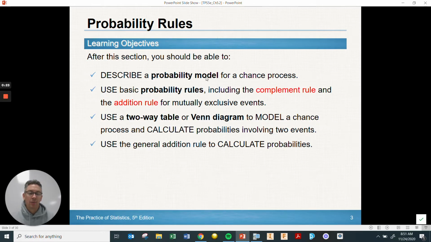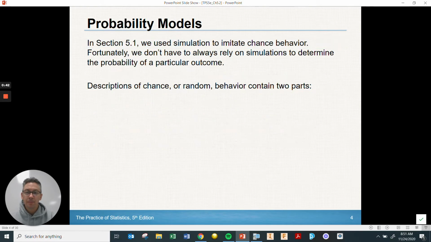This is going to be a way that we basically identify what's everything that can happen. And secondly, we're going to be looking at some of these basic probability rules, including what's called the complement rule and the addition rule. Some of these rules and then working with two-way tables and Venn diagrams are going to be modeled and illustrated in a second video. So let's talk about probability models first.